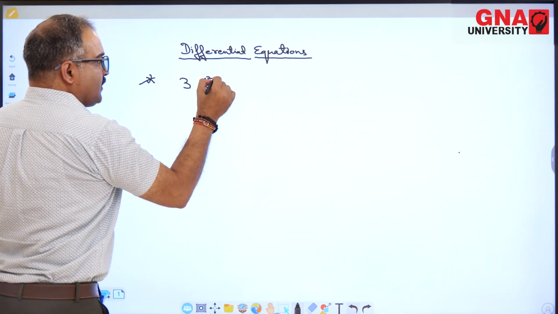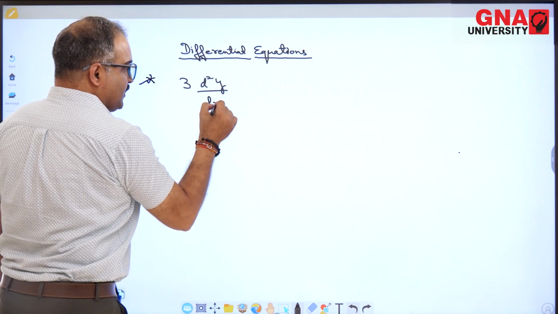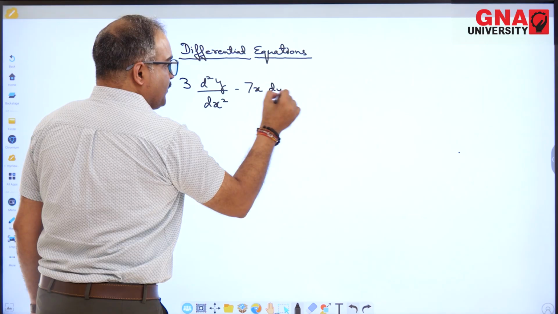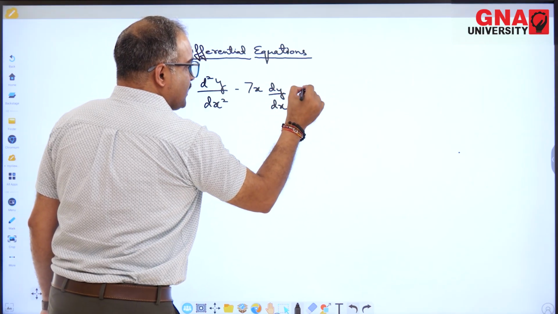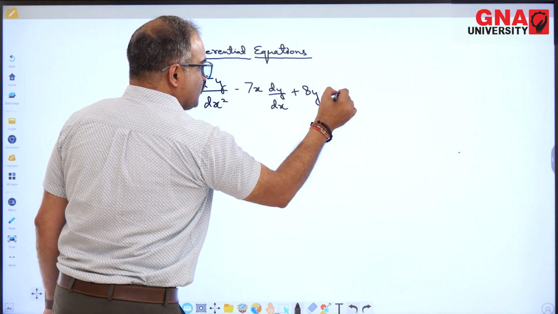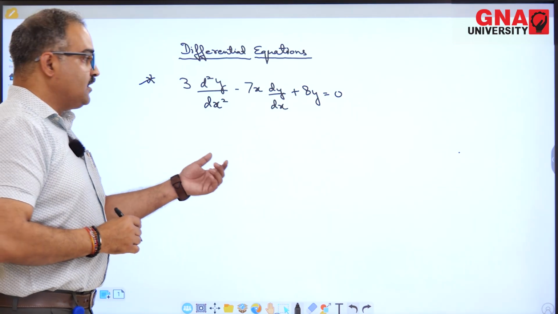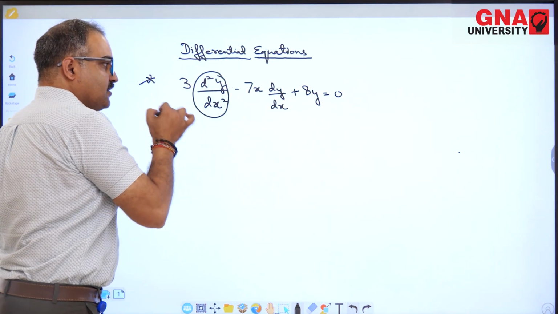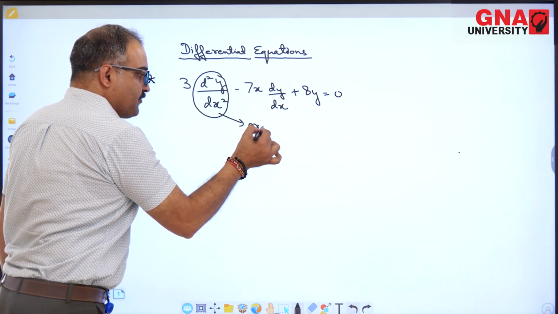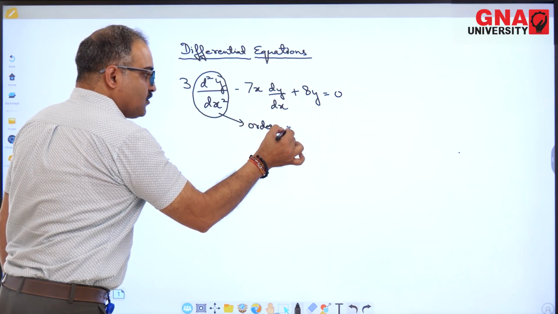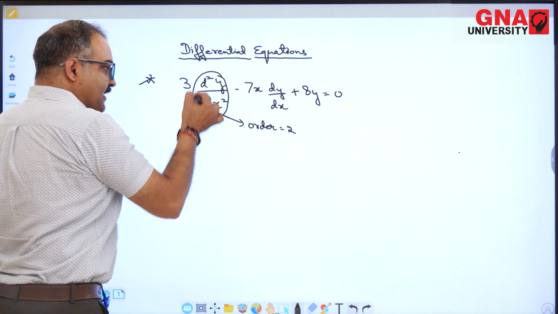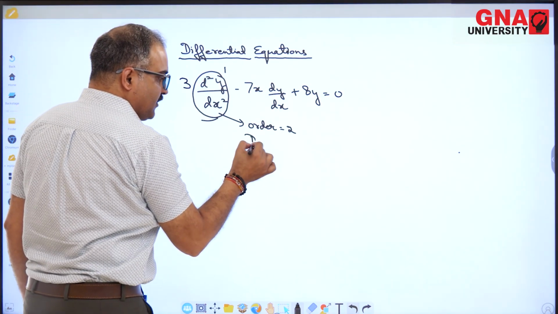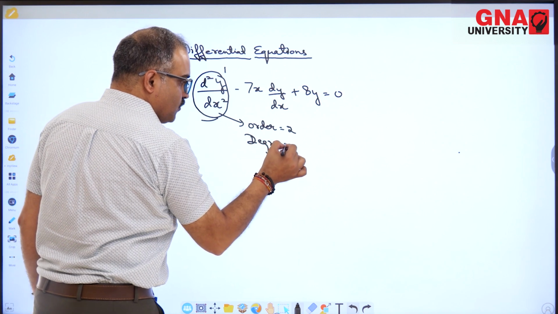3 d2y by dx square minus 7x dy by dx plus 8y is equal to 0. Now in this equation the highest order coefficient is this part, that means the order of this equation will be 2, and the index, the power of this coefficient is 1, so its degree will be 1.